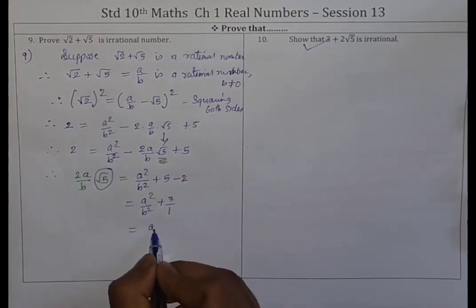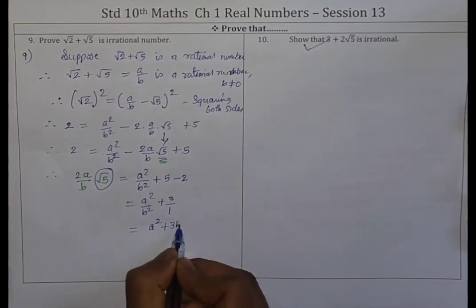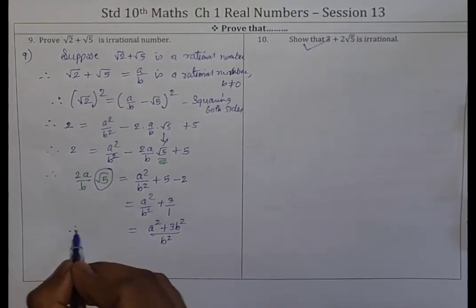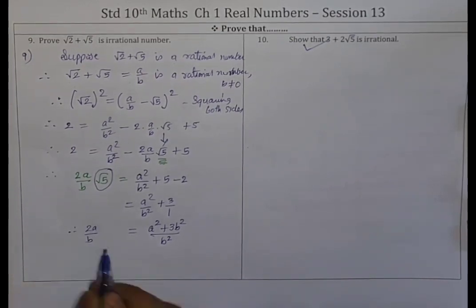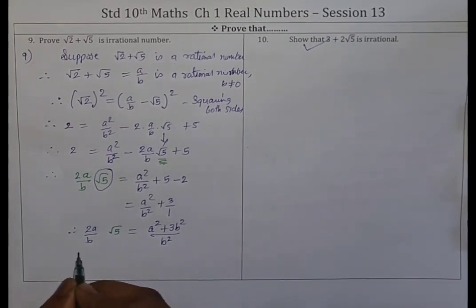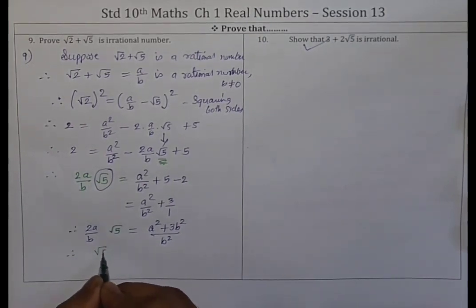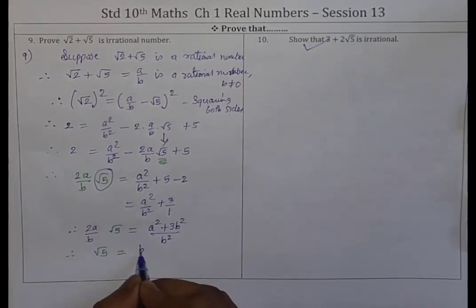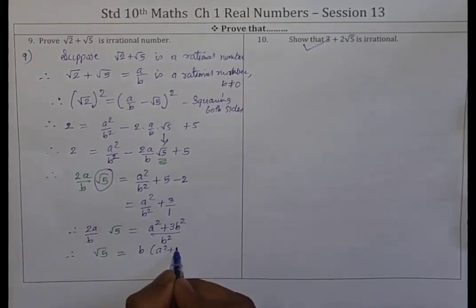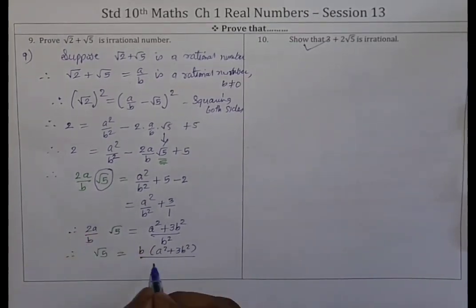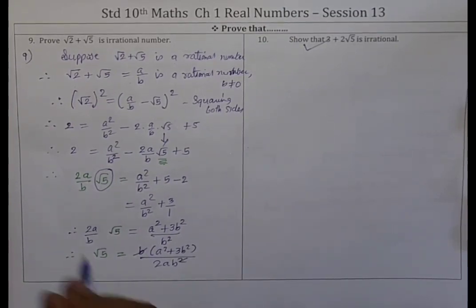So, that gives me LCM. A square plus 3b square upon b square. Wo simplification aap kar sakte hai. Therefore, 2a upon b into root 5. I'm interested in only root 5. Therefore, root 5 is equal to this b will multiply with this binomial, that is a square plus 3b square upon 2a will multiply with b square. Usme se kuch cancel hua.